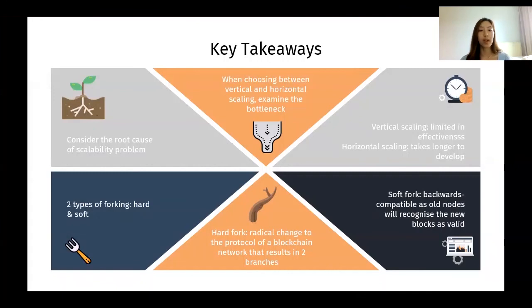And next, comparing hard and soft forks. A hard fork refers to a radical change to the protocol of a blockchain network that effectively results in two branches, one that follows the previous protocol and one that follows the new version. And then on the other hand, a soft fork is backwards compatible because all nodes will recognize the new blocks as valid. And this kind of fork requires only a majority of the miners upgrading to enforce the new rules, as opposed to a hard fork that requires all nodes to upgrade and agree on a new version.